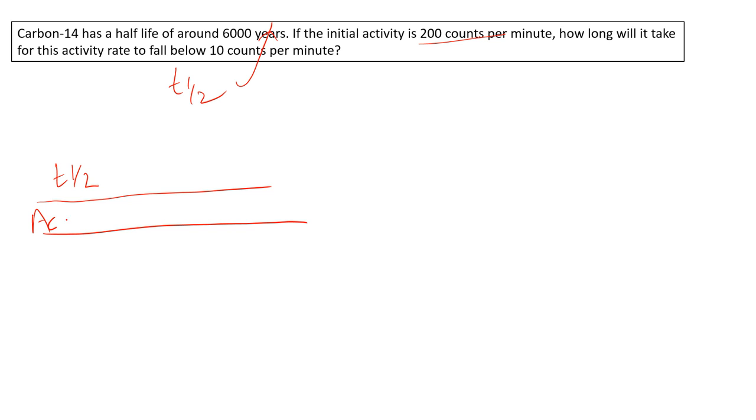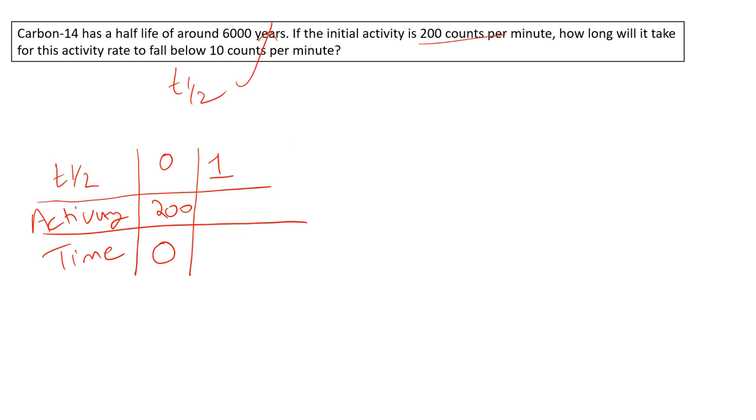Okay, let me explain. See, carbon 14 has a half-life of 6,000 years, that is given to you. Initial activity is 200. So we have to find how long it will take for this activity rate to fall below 10 counts. Let me give you a very basic approach. Let me draw a table: T half, activity, and the time. Initially, if I take time t as 0, the activity is 200 counts per minute.